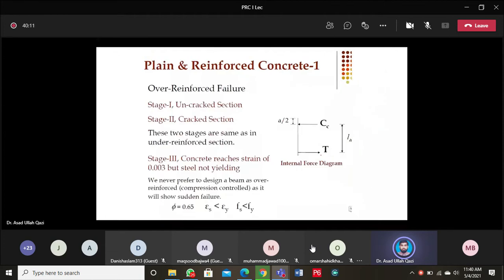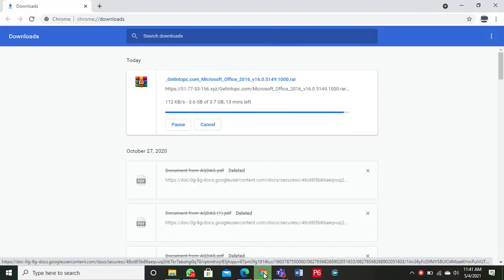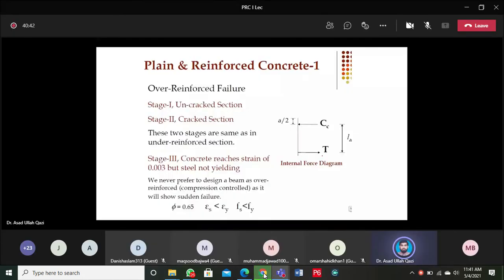Now with this you can say we have finished the discussion regarding tension controlled under reinforced cross sections which are ideal for us. During the capacity analysis there are chances that we may get a cross section which is over reinforced. It means that when concrete will crush, steel is below yield strength.